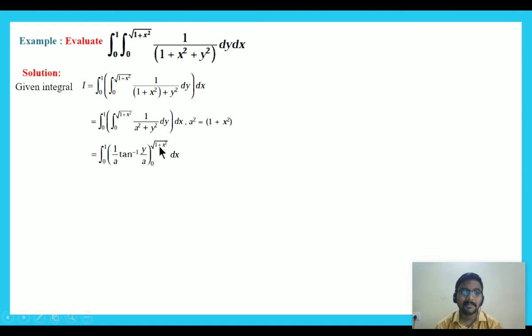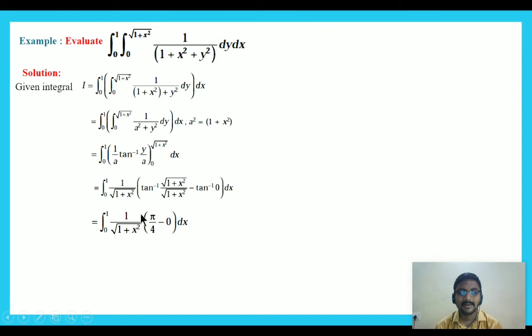Now replacing upper limit as root of 1 plus x square and the lower limit as 0 in place of y, so we will get tan inverse of root of 1 plus x square by root of 1 plus x square minus tan inverse of 0. So that is 1 by root of 1 plus x square. But what is the value of tan inverse 1? Pi by 4. Because 1 is replaced with tan pi by 4. Clearly tan gets cancelled. So we will have pi by 4.